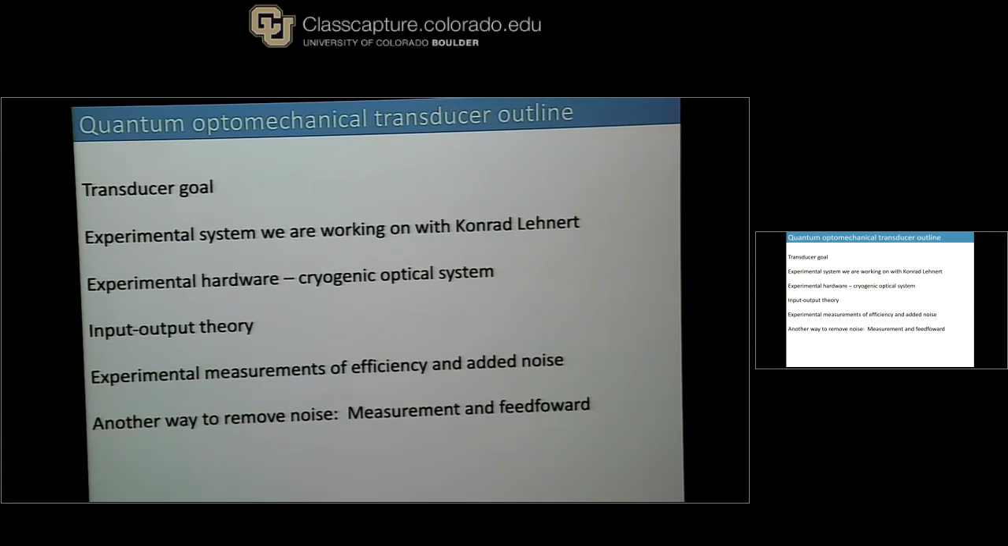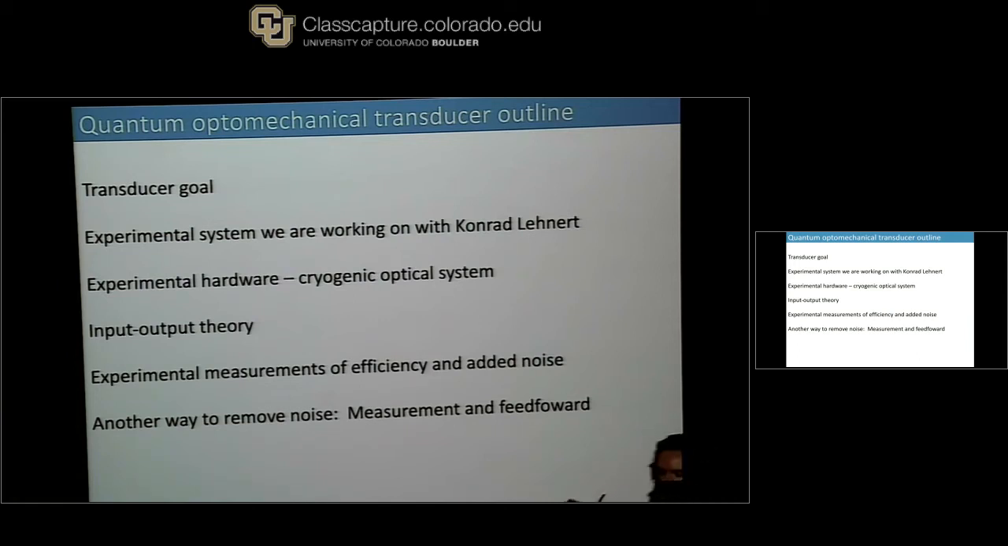So right now we're not transducing any quantum states. I'm not going to talk about interesting non-classical states going in, but I'm going to tell you how close we are to a domain where we can take an electrical superconducting circuit signal, hopefully ultimately like a single photon, and transduce it to the optical domain. Then I'll talk about experimental measures of efficiency and added noise.